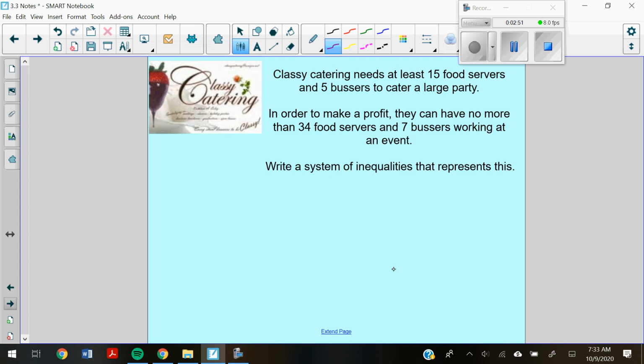Classy Catering needs at least 15 food servers and 5 bussers to cater a large party. In order to make a profit, they can have no more than 34 food servers and 7 bussers working at an event. If they have more than that, they aren't going to make money on it. So write a system of inequalities that represents it. Let's talk about servers. The lowest amount of servers we can have is 15, and we can have 15, so we're going to include it with that equals. So S for servers. And the most we can have is 34, so we want S less than or equal to 34.